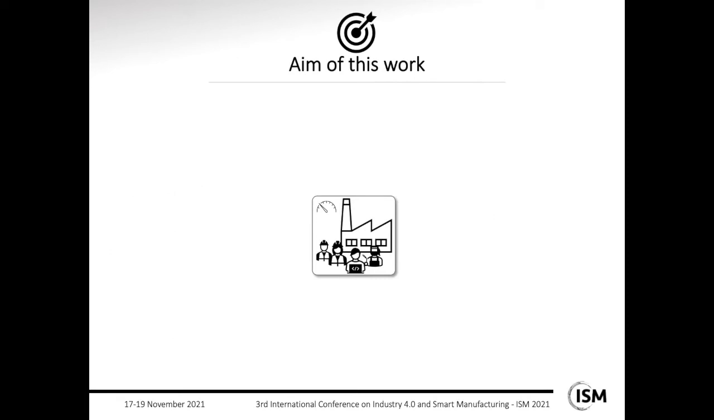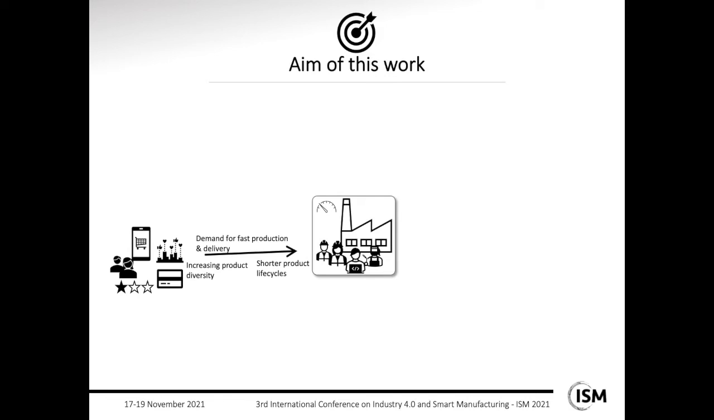To illustrate the aim of our work, we created an example company that is currently investigating its current and future challenges and how they can react to this. First of all, there's the demand for fast production and delivery that they need to fulfill. There's an increasing product diversity and shorter product life cycles. As we can see from the current pandemic, there are unexpected changes happening along the whole supply chain that the company needs to react to.